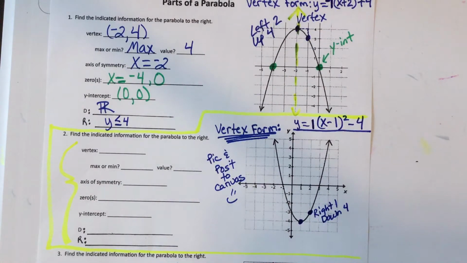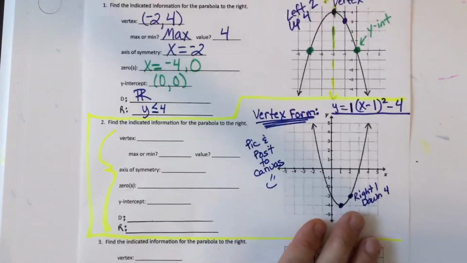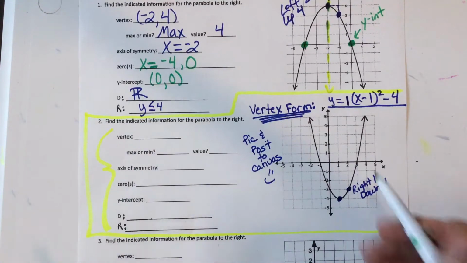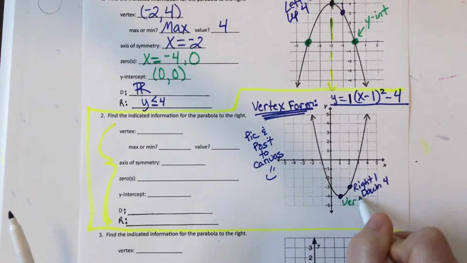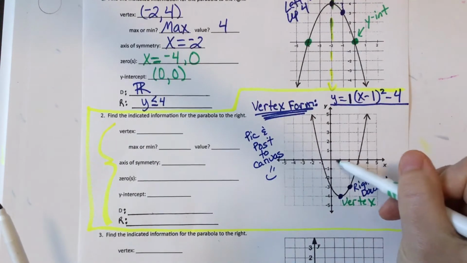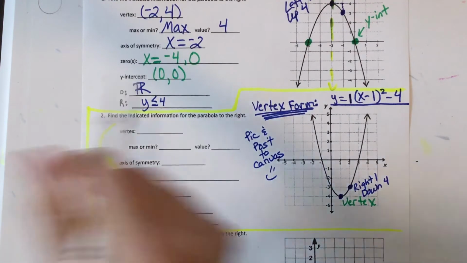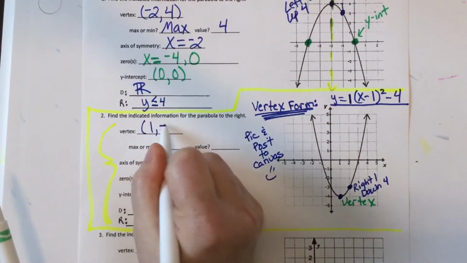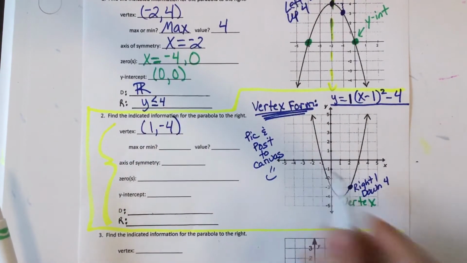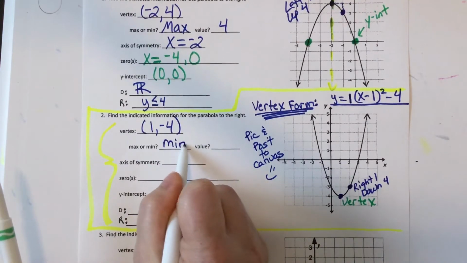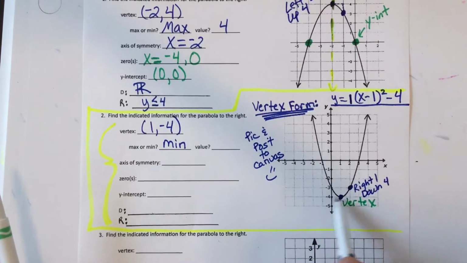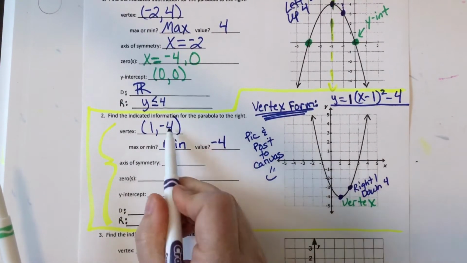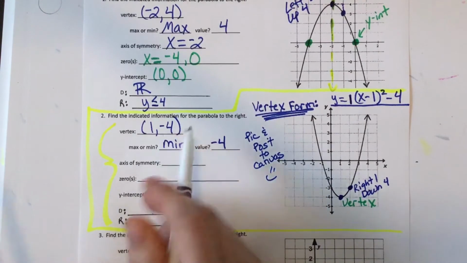Okay, now let's go over here and see how you did with the old stuff. So the vertex is this guy down here. It's the lowest point of this graph. And to get there, you go right 1 and down 4. So that's the point (1, -4). Because it's the lowest point, it's a minimum. How low is it? It's negative 4 low. And that's because that's the y-coordinate of the vertex.